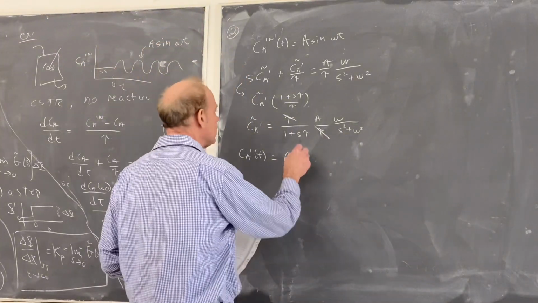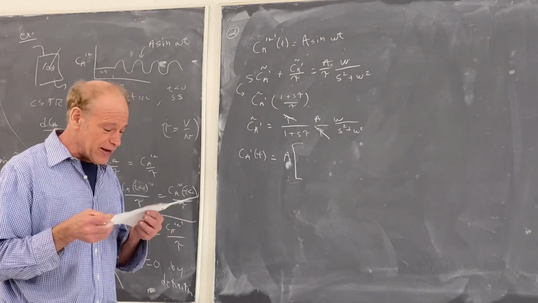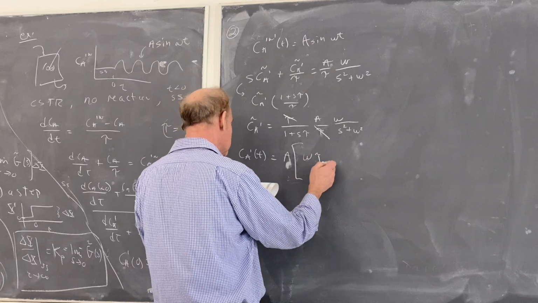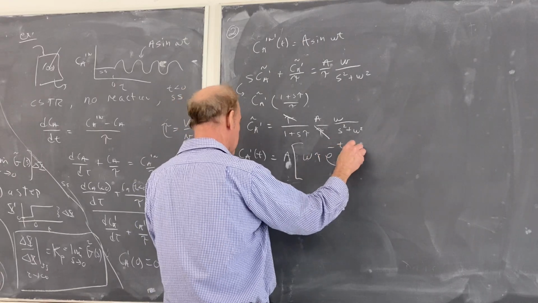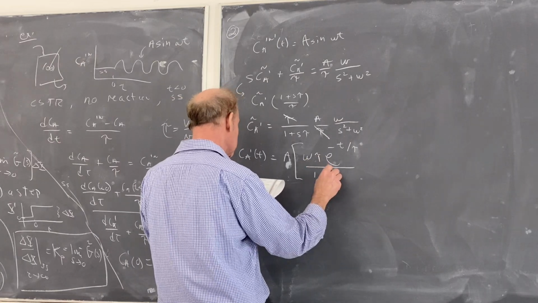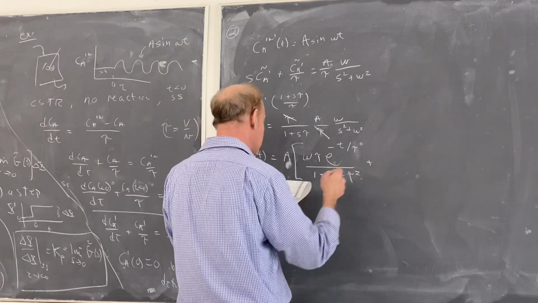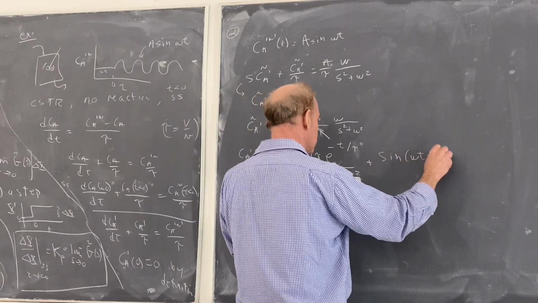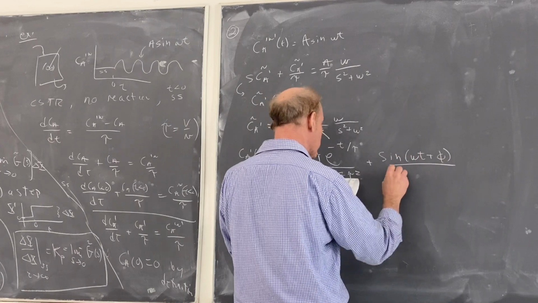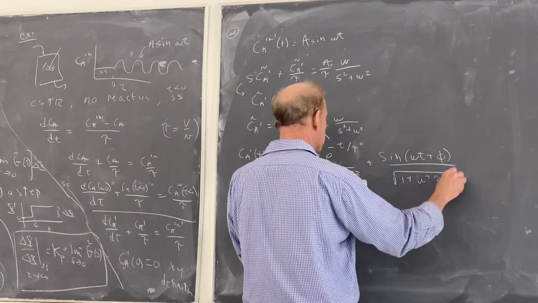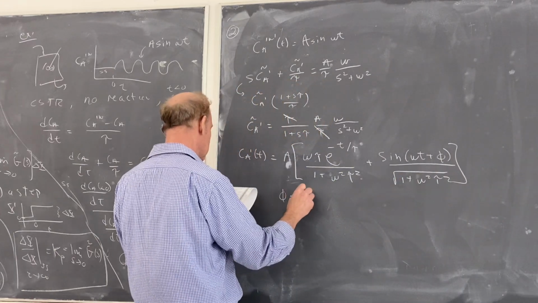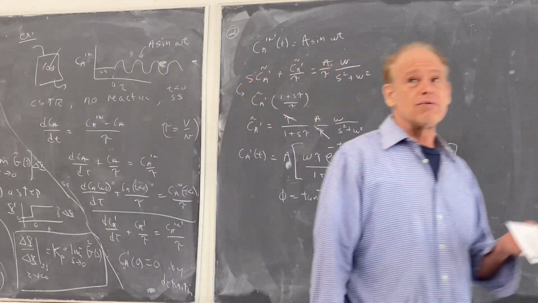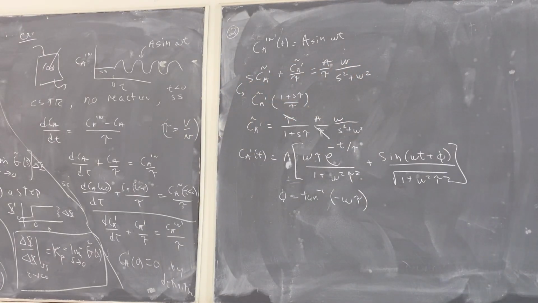Okay, so now I invert this, and when I invert it, I just look at the left-hand side. I see omega tau times e to the minus t over tau over 1 plus omega squared tau squared plus sine omega t plus phi divided by the square root of 1 plus omega squared tau squared, where phi is equal to the arctangent of minus omega tau. Okay, right now we don't know where that comes from, but let's look at the answer.